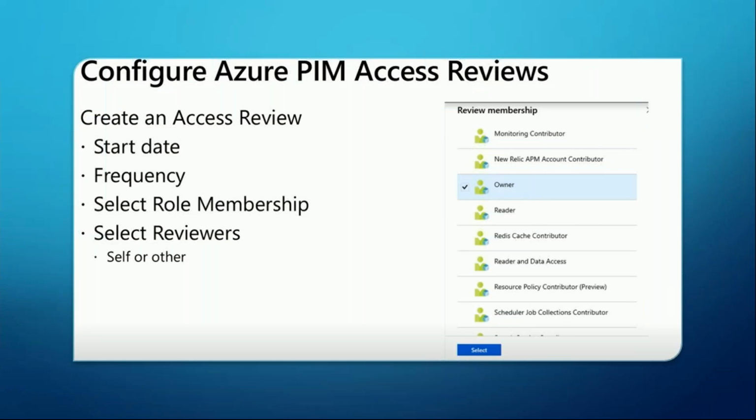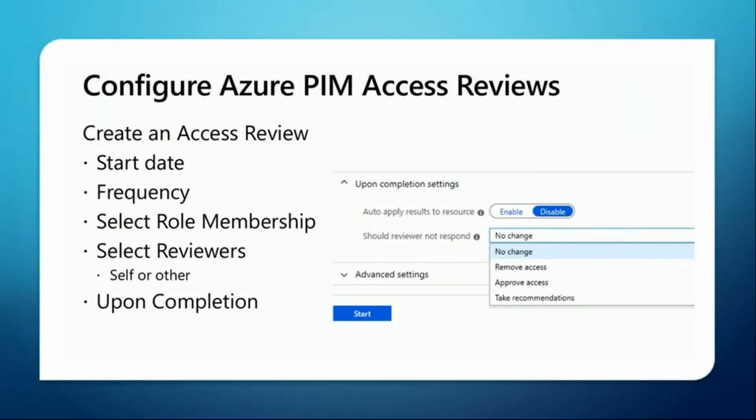Okay, so I hope you guys understand privileged access management. So PIM: the start date, the frequency, select role membership, select reviewers, self or others, and upon completion, the options will be available: no change, remove access, approve request, check recommendations. These are things through which you can provide security levels, what type of permissions you're going to provide to the specific resources. So it is an important thing.